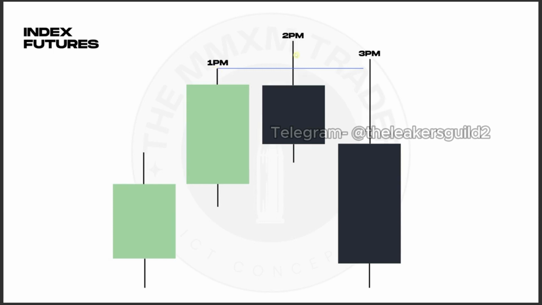candle's high raided by the 2 p.m. candle, and importantly, the 2 p.m. candle needs to close inside of the 1 p.m. candle, and then we can trade the 3 p.m. candle's power of 3, right, manipulation higher, and then a distribution down lower.